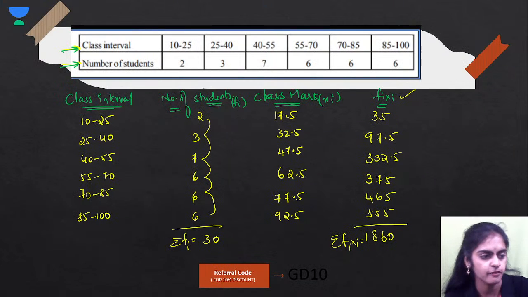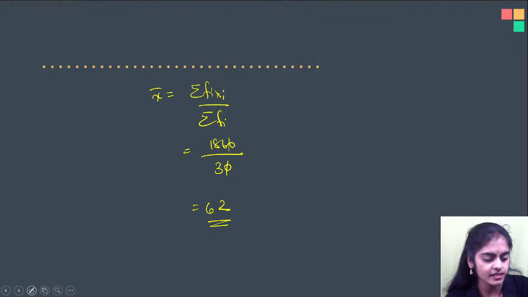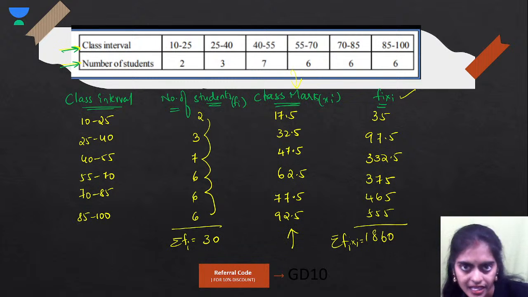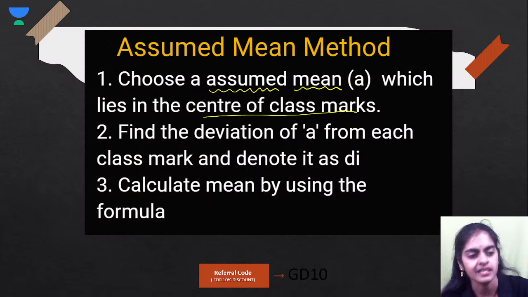So where are the class marks? See, here you have class marks. All these are class marks, right? So your assumed mean should be in the center of the class marks. That is the first point.